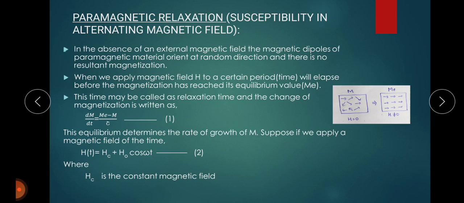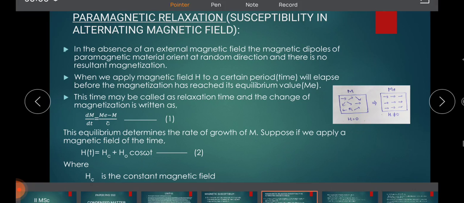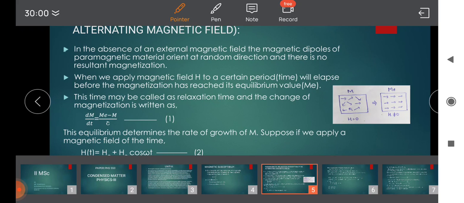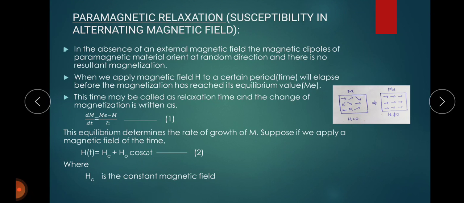Go through the diagram. In the first diagram, in the absence of the magnetic field, the magnetic field intensity H is equal to 0. At that time the magnetic dipoles are in random motion. In the absence of the external magnetic field, the magnetic dipoles of the paramagnetic material orient in random directions and there is no resultant magnetization.